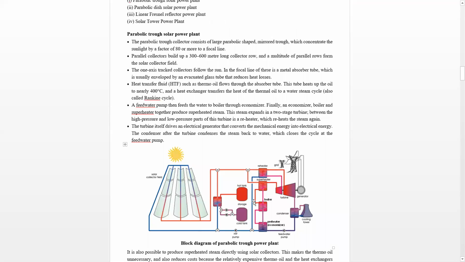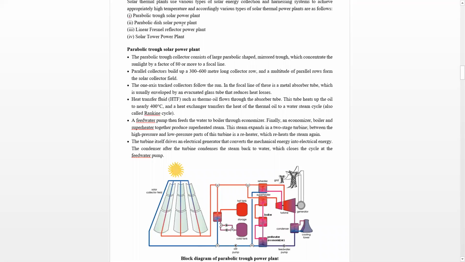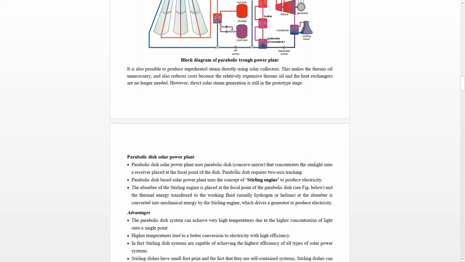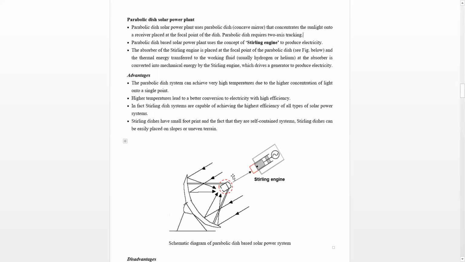I'm moving to the second kind of power plant, which is the parabolic dish solar power plant, right? Here, this is the schematic diagram of the parabolic dish based solar power system. A parabolic dish solar power plant uses a parabolic dish, that is, a concave mirror type, that concentrates the sunlight onto a receiver placed at the focal point of the dish. Parabolic dish requires two axis tracking.